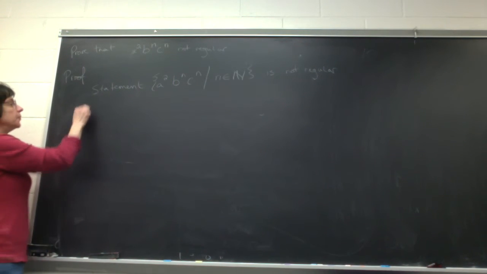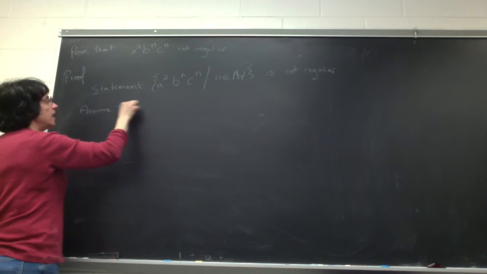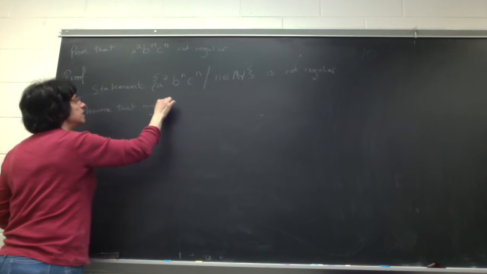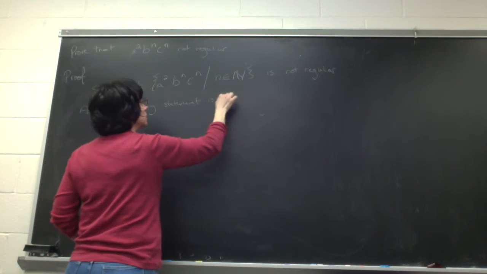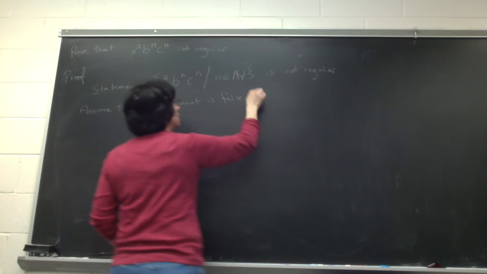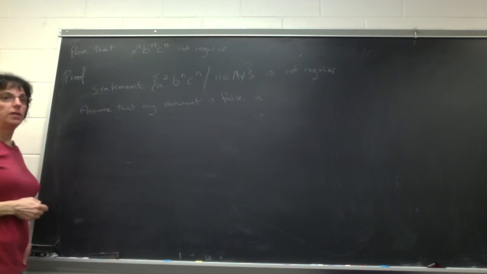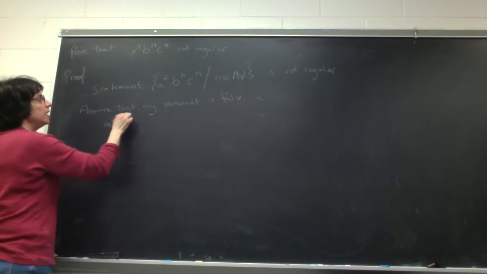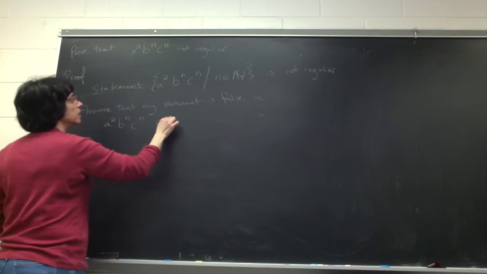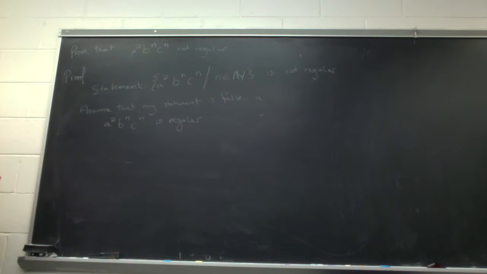And let's assume that my statement is false. Am I following my outline so far? Assume my statement is false. That is, a to the 2, b to the n, c to the n is regular. Are you looking at my outline and am I following it? It's close enough.